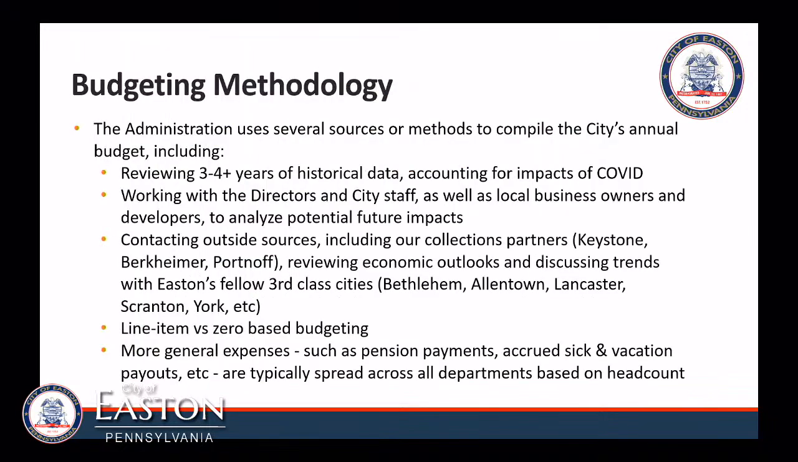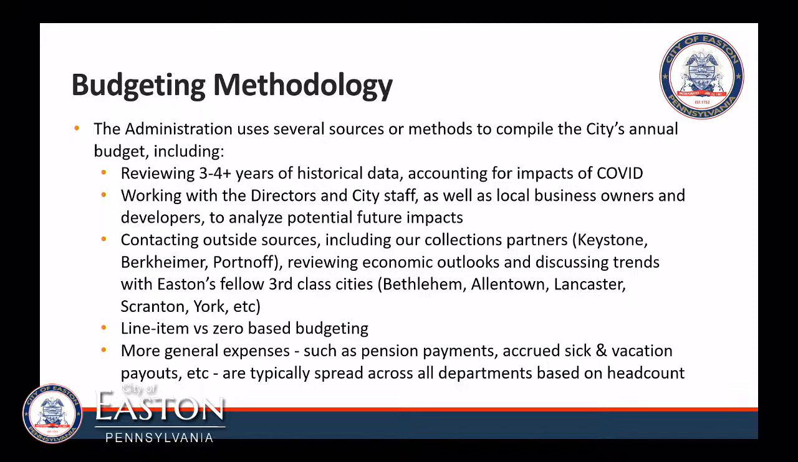As far as our budgeting methodology, what we have typically used is a looking-back view. We look at our actuals, the results for prior years, going back 3, 4, maybe even 5 years, and then we also look forward and discuss with our directors what trends they're seeing. We talk to our tax collectors, be it Berkheimer or Keystone. We also talk to Portnoy, our collections agency for delinquent accounts, utility billing, real estate taxes, etc.